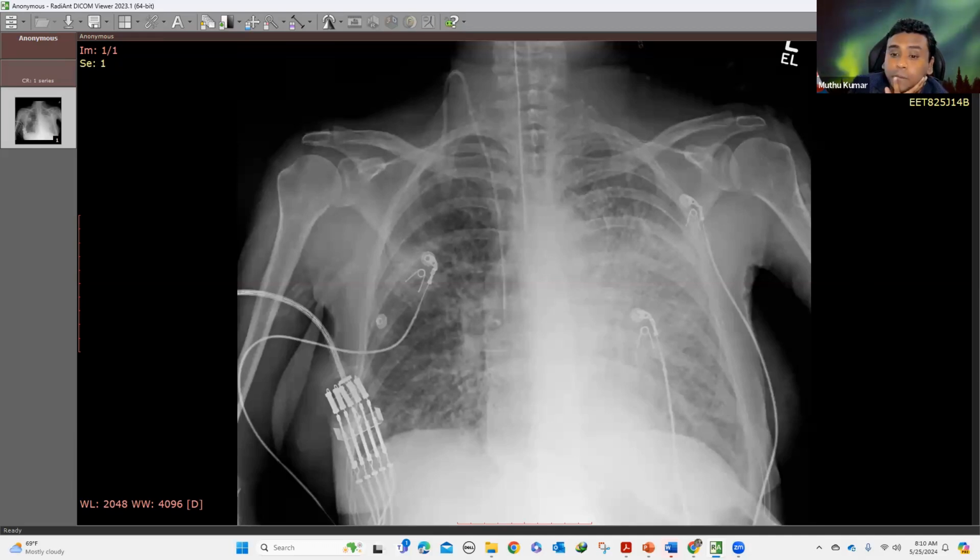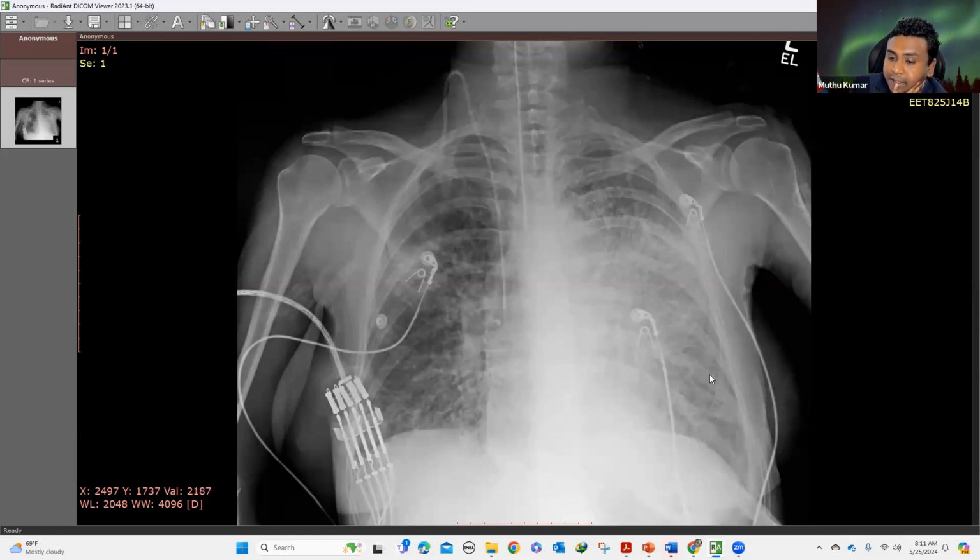Excellent. Reticulonodular opacities in the left hemithorax. Good. Along with it, are you seeing anything else? Can you refer to what these lines are called? So along with reticulonodular, there is one more finding. What do these lines correspond to?